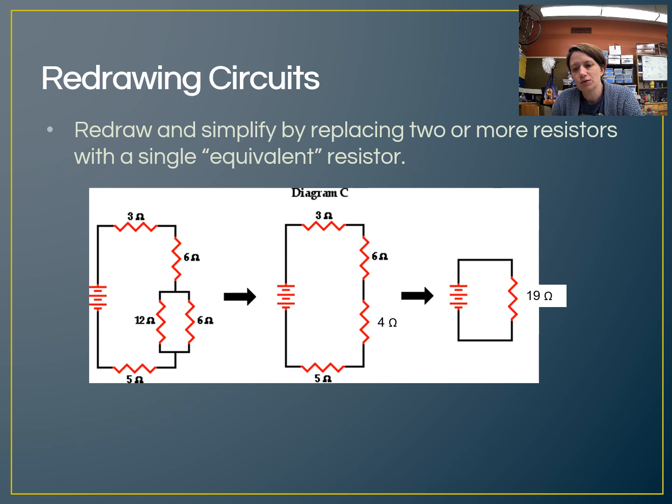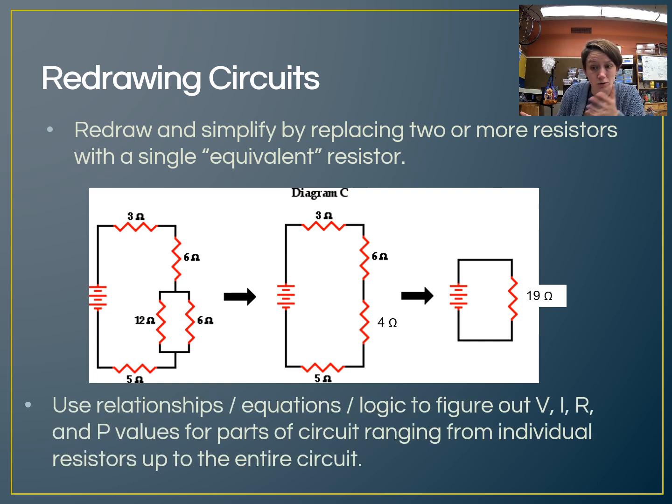The reason this is useful is because you can use this equivalent resistance to find the total current in the circuit if you know the battery voltage. So in that original circuit, you'd be like, well, I know the current's the same in the 3 ohm, the 6 ohm, and the 5 ohm resistor at the bottom, but I don't know what that current value is. I know the total voltage, but I don't know what the total current is because I don't know what the total resistance is. Well, now, by simplifying, we know the total resistance is 19 ohms.